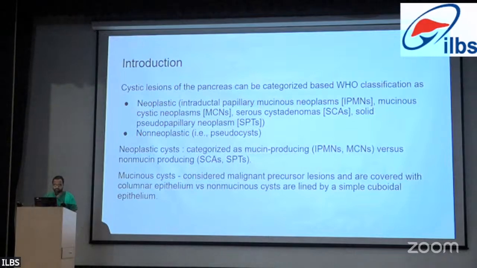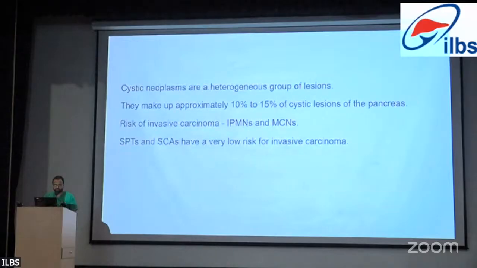Mucinous cysts are considered malignant precursor lesions, which are lined with columnar epithelium, versus non-mucinous cysts, which are mostly non-malignant and lined by a simple cuboidal epithelium. These are a heterogeneous group of lesions making up approximately 10 to 15% of the cystic lesions of the pancreas, with a risk of invasive carcinoma mainly in IPMNs and MCNs, while SPTs and SCAs have a fairly low incidence of invasive carcinoma.